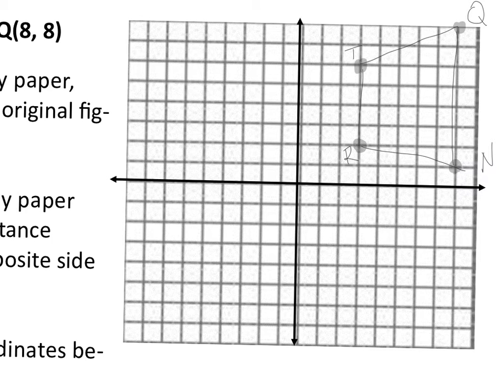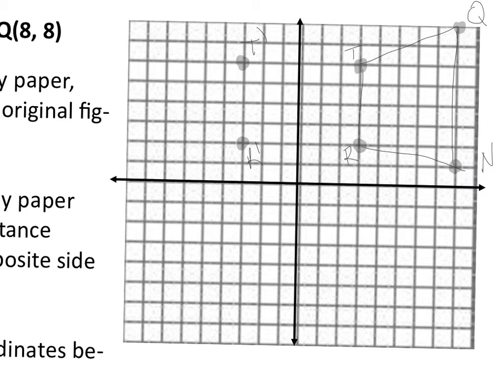We're going to once again flip over the y-axis. So we start with point R. We notice that we are 1, 2, 3 points away from the y-axis on the right. So now we're going to go 1, 2, 3 points away from the y-axis on the left. And for point T, we notice that we are 1, 2, 3 points away on the right from the y-axis. So we go 1, 2, 3 spaces away from the y-axis on the left.